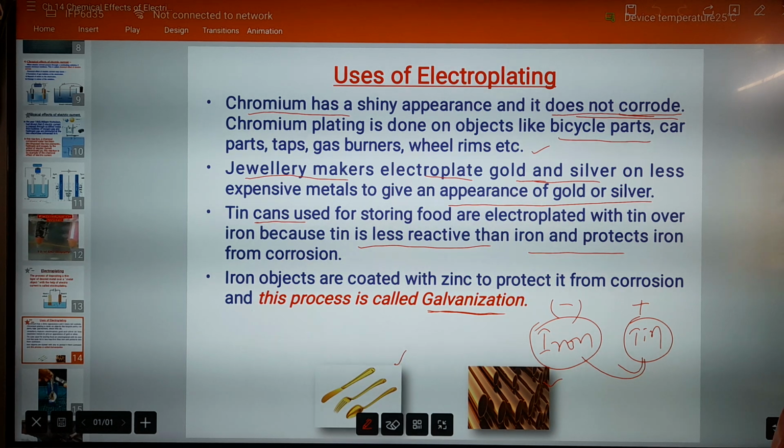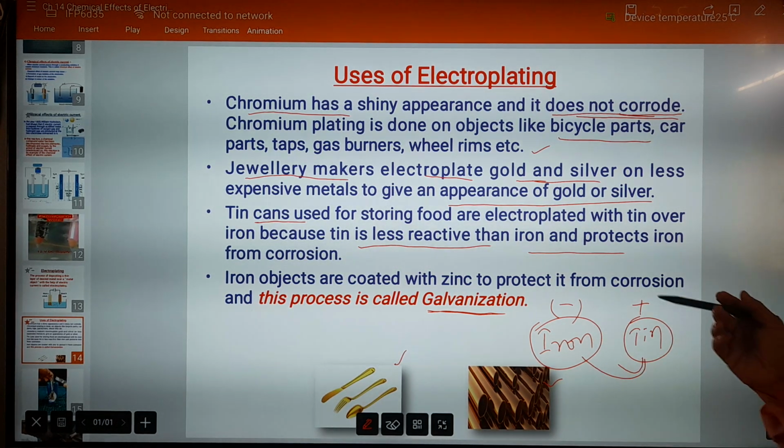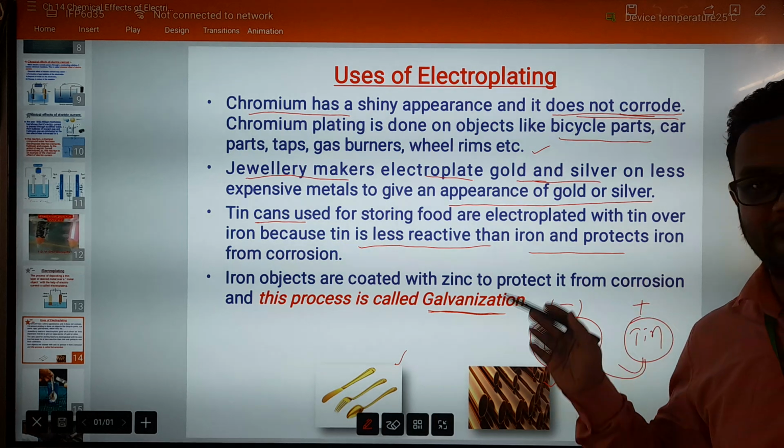Any doubt in electroplating and the uses? Completed? Yes, sir.